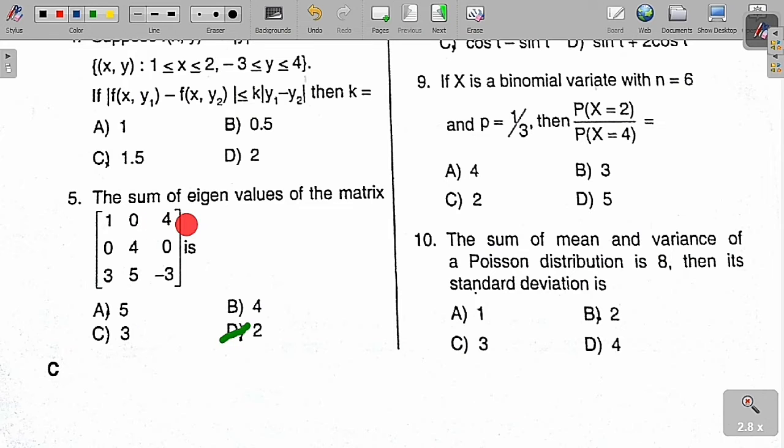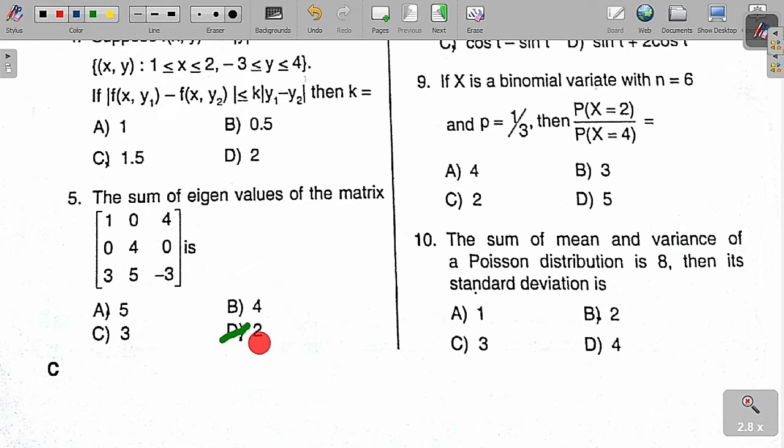So now we are going to solve the other question, see the question here. The sum of eigenvalues of the matrix. So this is the matrix they have given. We have to find the sum of the eigenvalues of the matrix, which is 1 0 4, 0 4 0, 3 5 minus 3. So for this matrix we have to find the sum of the eigenvalues. Out of the four options, option D, 2, is the correct solution of this question.